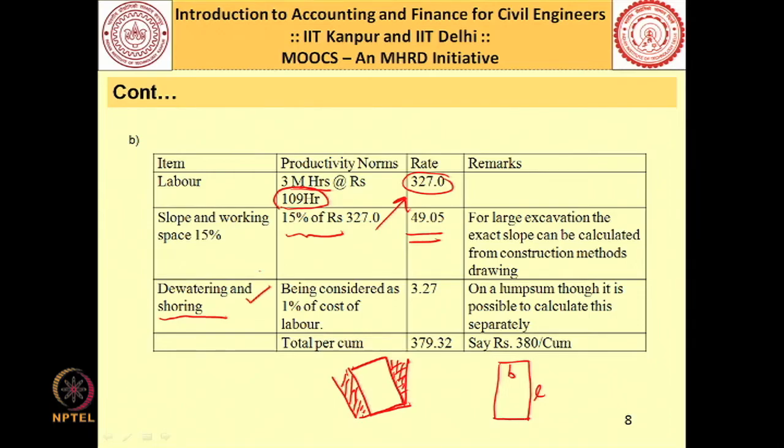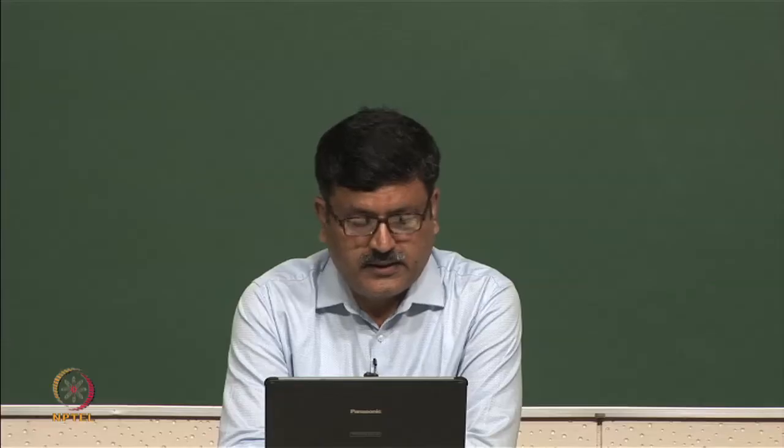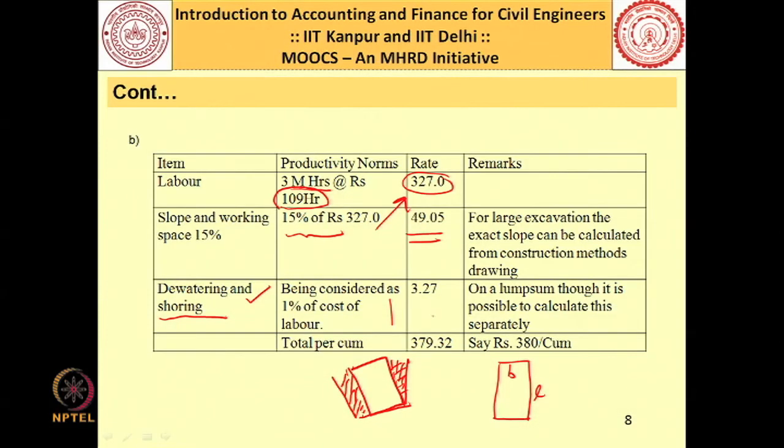Now, there are specialized agencies who can give you the rate that you would encounter for dewatering, but for small jobs you can take it as 1% of the cost of labor. So, in this example I have just taken 1% of the total cost of labor. So, 1% of 327 I have loaded it in my per cubic meter cost. So, when I add all of them I am getting 379.32. I have rounded it off to 380 rupees per cubic meter.